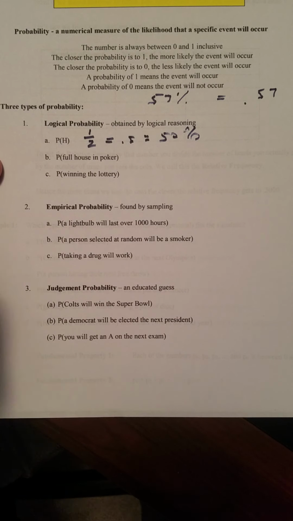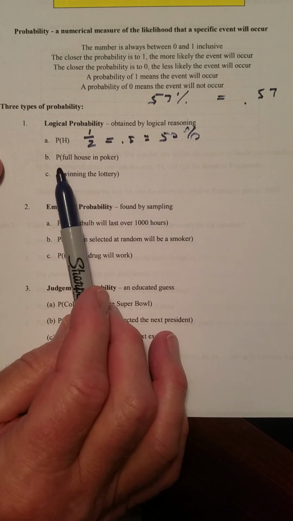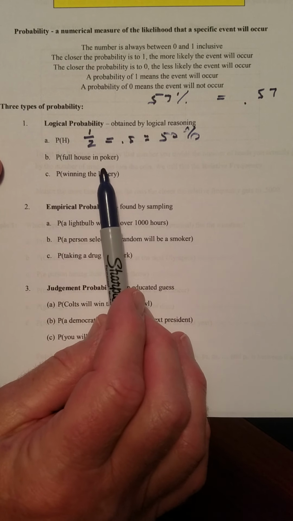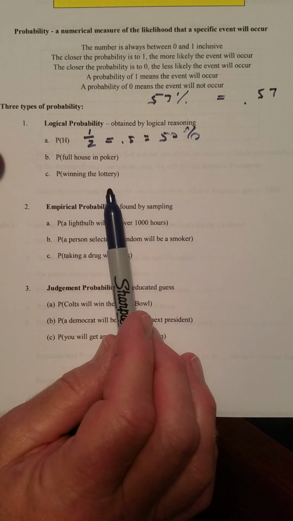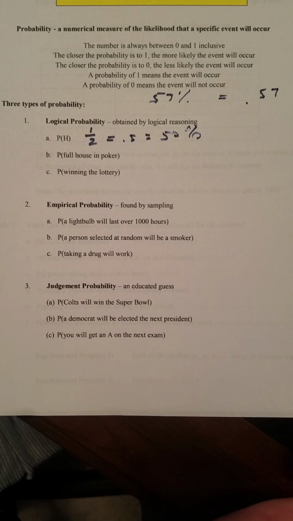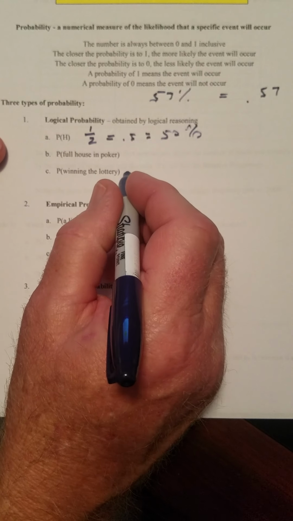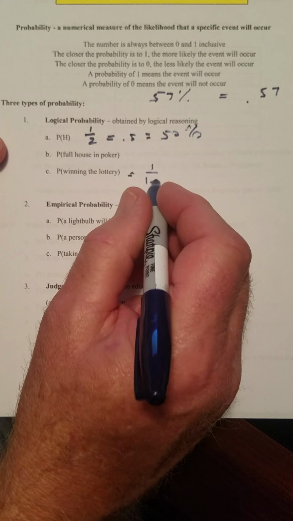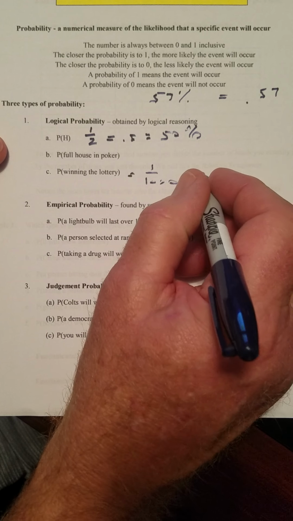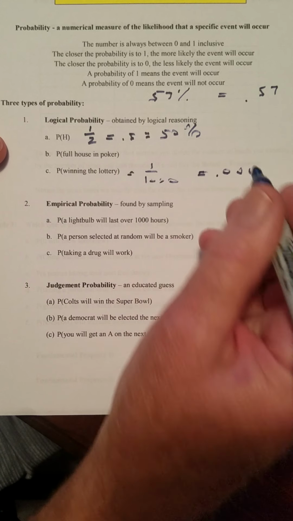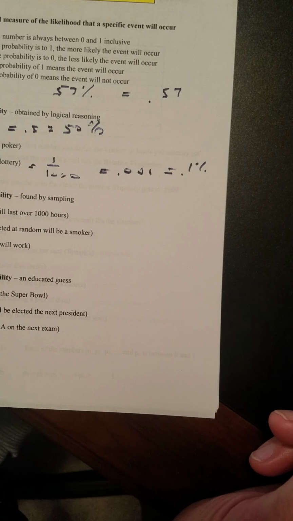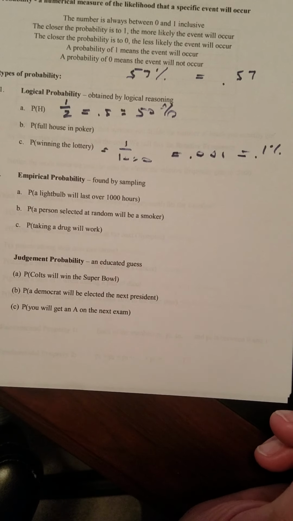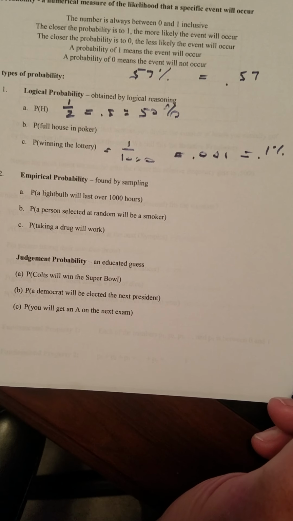In a likewise manner, it is possible to find the probability of getting a full house in poker. I'm not going to go into it, but there is a way of doing it. And winning the lottery: if there are 1,000 tickets and you have one of them, then that probability would be 1 over 1,000, which is 0.001, or 0.1% if you want to think of it that way. So logical probability, you can figure it out in your head.